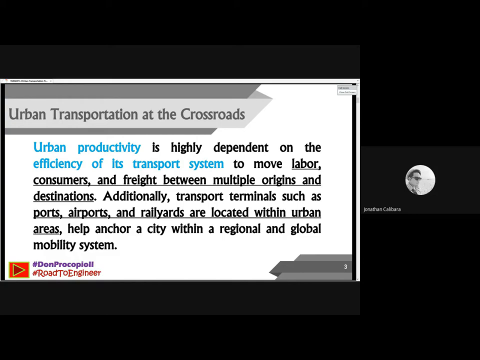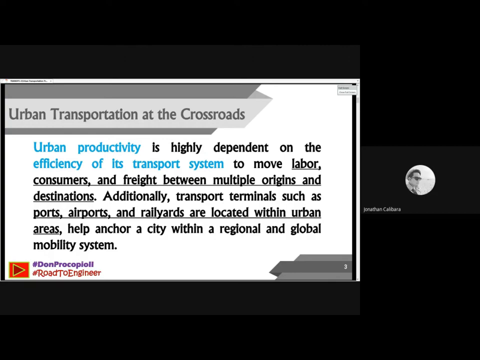Okay, so to continue. It helps to anchor a city within regional and global mobility. So not only at the national and regional level, but also global, like air freight traffic. That is possible, especially if you are a capital city, for example, Manila. We always hear about traffic congestion at the airport, not only on land surfaces, but also in the air and at sea.